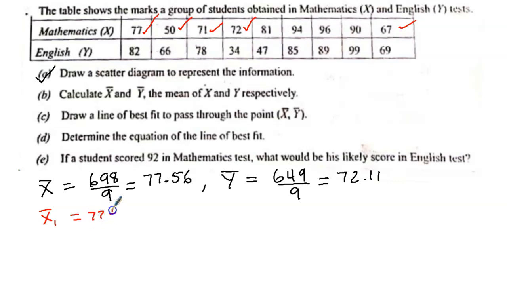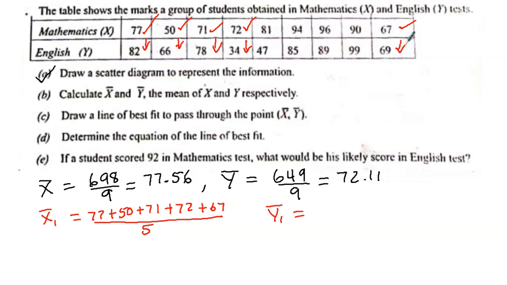So 77 plus 50 plus 71 plus 72 plus 67 divided by 5. And then y bar 1 is going to be the corresponding values. This one is corresponding to this, that one to that, and so on. So let's add those up. That is the only way that it can help you to get your line of best fit. The question didn't ask for it, but you have to do it in order to draw your line of best fit. Add it up, then 69, all divided by 5.